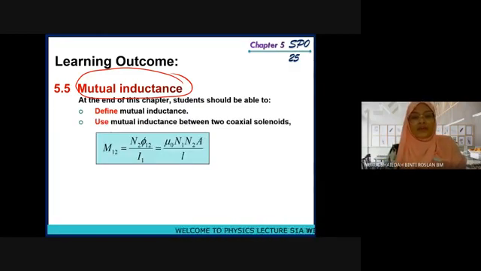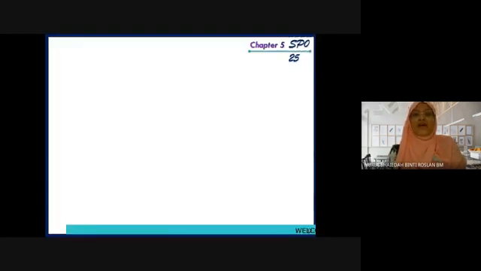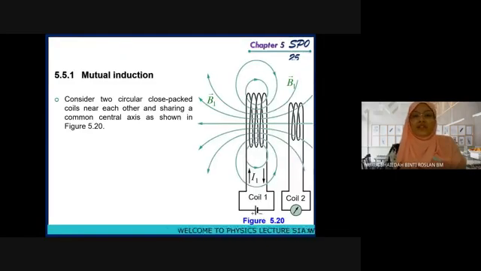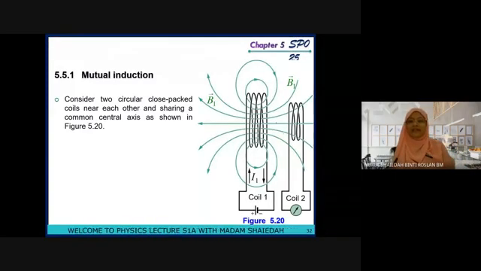So you need to define mutual inductance, and you need to use mutual inductance between two constant solenoids. So M12 equals N squared V12 over I1, equals mu naught N1 N2 A over L. Okay, what is mutual inductance? Gambar ajar dia senang je macam ni.